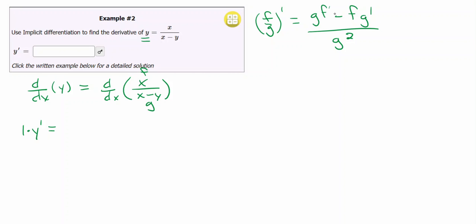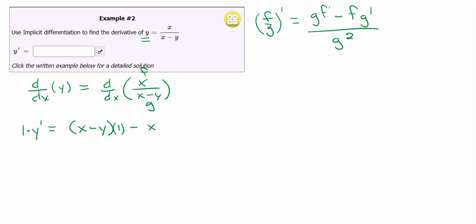So our g is x minus y, right? That's what our g was there. F prime is pretty easy because f is just x, so that's just going to be 1. The derivative of x is just 1. Minus, and then f, which is just x, and then g prime.